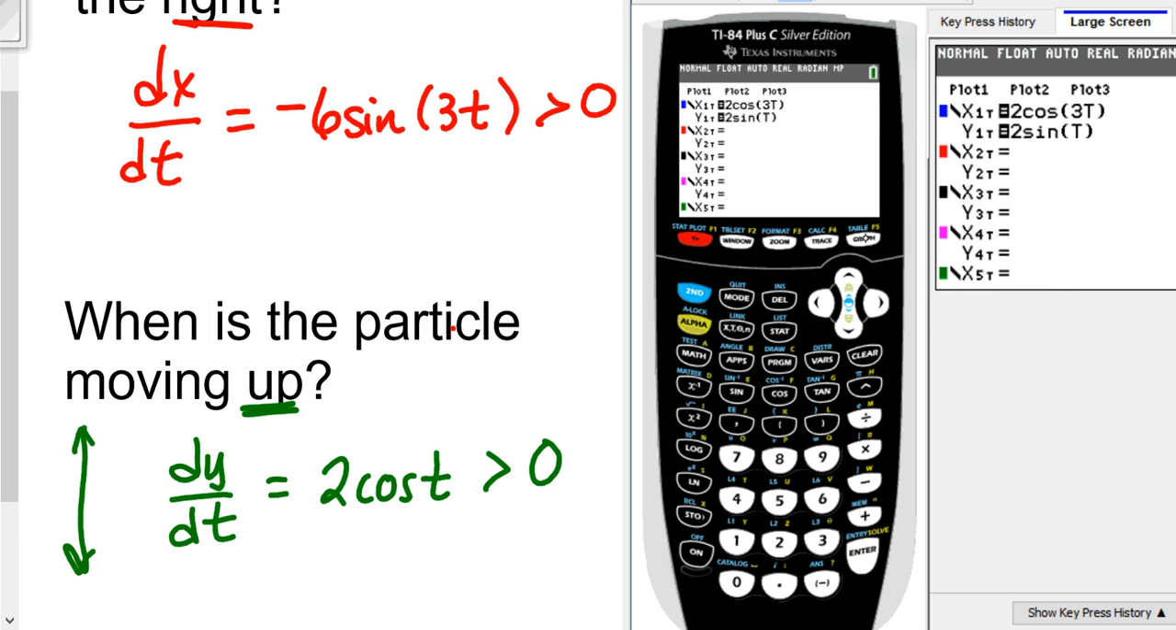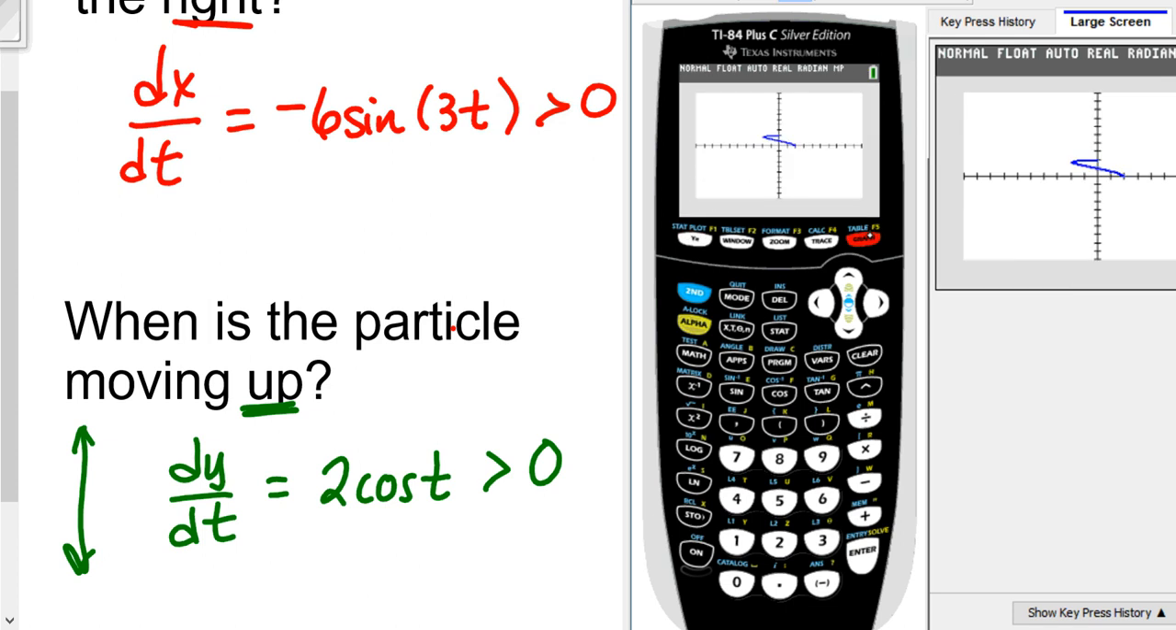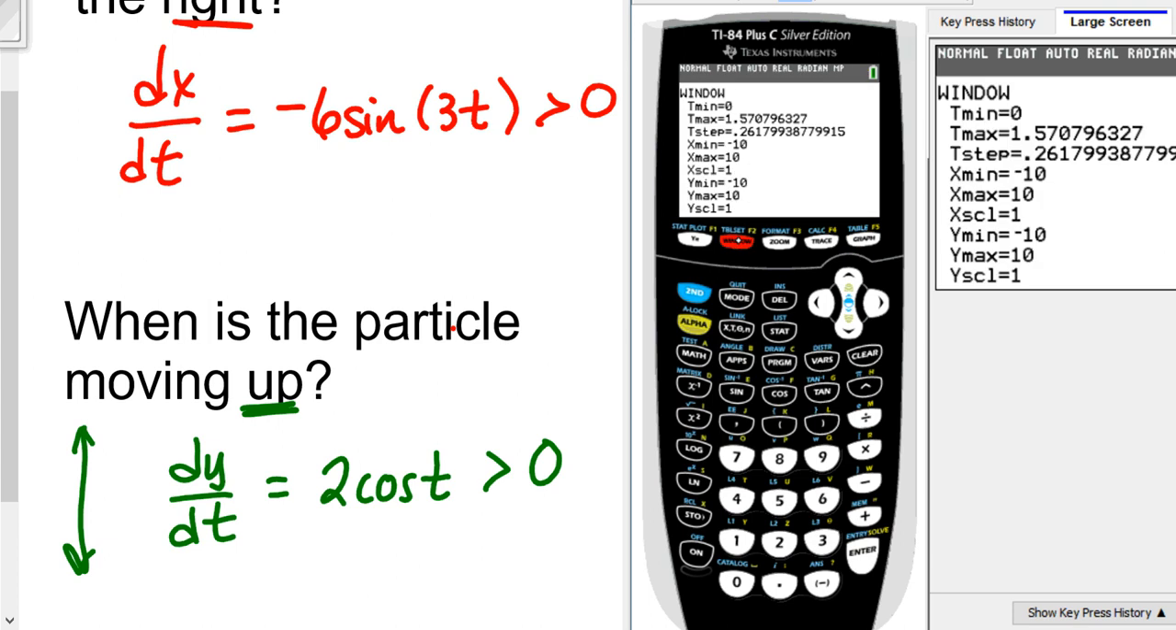Now, if I just hit graph right now, it looks really, really weird, okay? And that is because window is very important. It's important in general, but it's really important when we're working in parametrics or later in the year when we're working in polar. So we want to make sure that the value of t encompasses enough values that we get a more complete picture of what's going on. So I'm going to say maybe 2 pi, since it's based on a trig function, 0 to 2 pi seems like a pretty good shot.